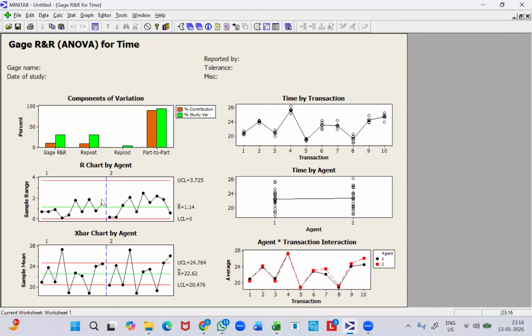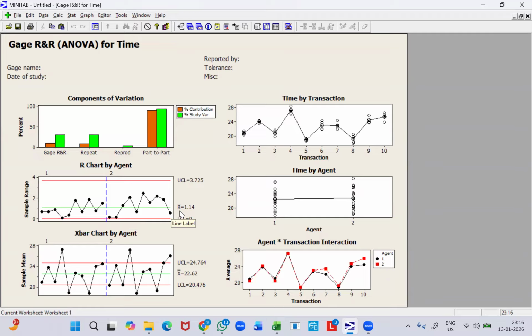Let us look at the second one. The first graph itself has provided us with the final result, right? But let us also try to interpret the other graphs. How come the repeatability variation is significantly higher than the reproducibility variation? So this is the R chart or the range chart, pertaining to both the agents, agent 1 and agent 2. The first half contains the range value plottings for all the 10 transactions for agent 1. The next half provides the range plottings for the 10 transactions pertaining to agent 2, right?